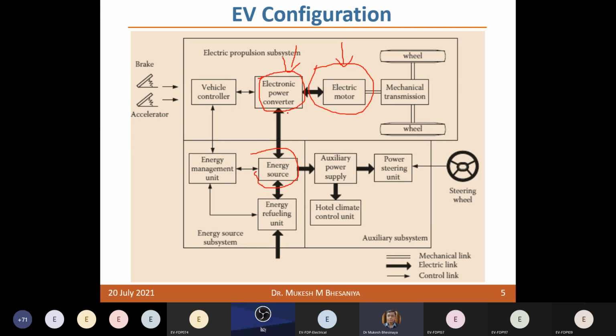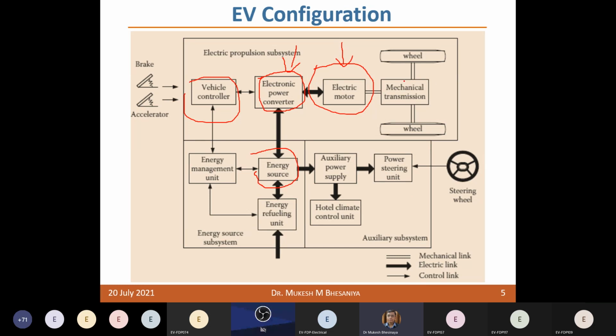So ultimately you have to control this converter. Based on the control signal that you get, you will have this controller which controls the power electronic converter based on the required speed or other parameters. Other things will remain the same. You have an accelerator, you have a brake, you have the steering wheel, with the use of which you move the wheels. And this is a mechanical transmission.